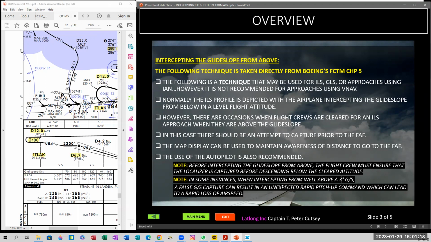In some instances, when intercepting from well above a 3-degree glide slope, a false glide slope capture can result in an unexpected rapid pitch-up command, which can lead to a rapid loss of airspeed. This second note, really, if you are well above the glide slope, you should be initiating a go-around. There probably is no reason to even attempt. If you're too close and way too high, you'll get that with experience.